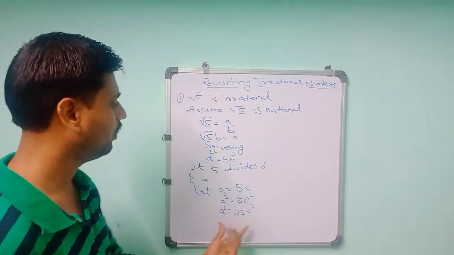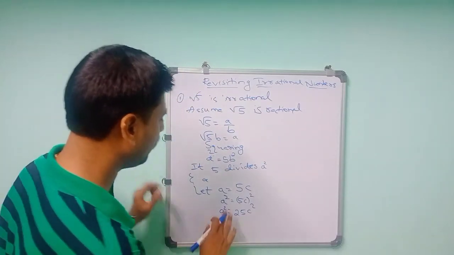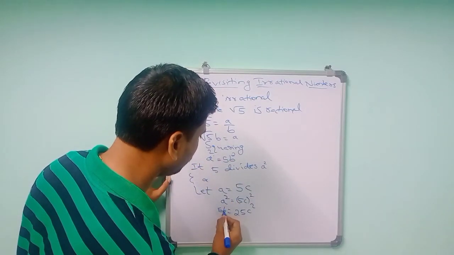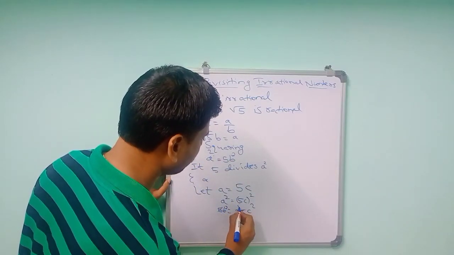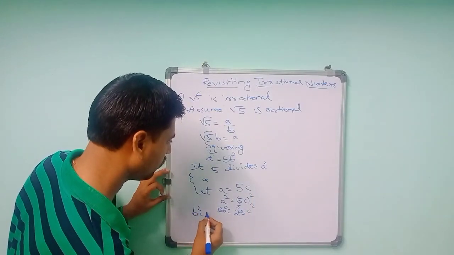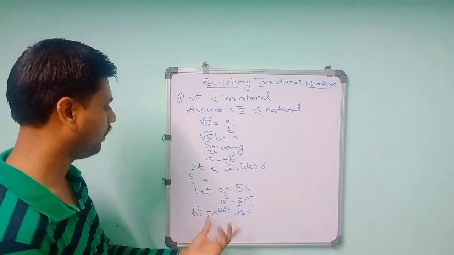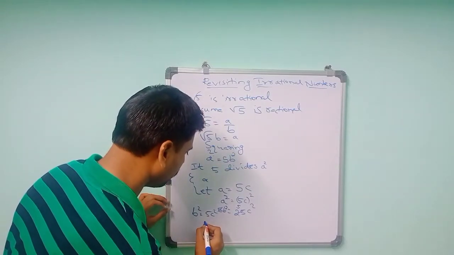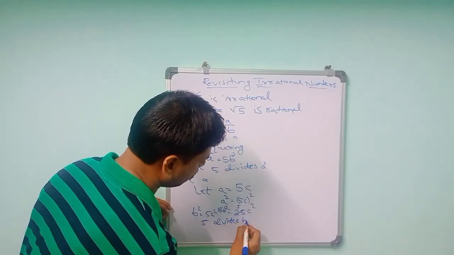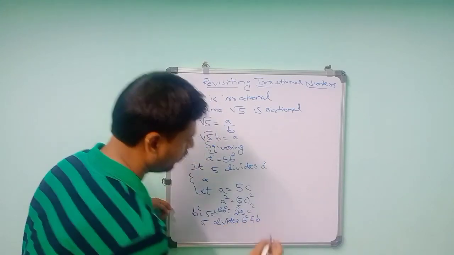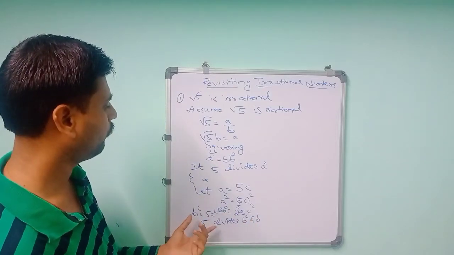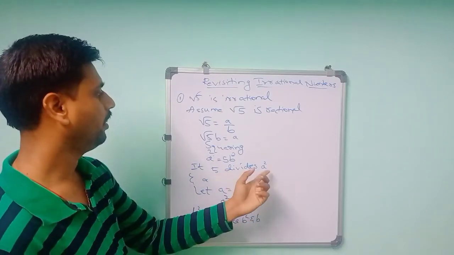So in place of a square you can put the a square value, that is 5 b square. So 5 and 5 will cancel. It remains b square is equal to 5c square. So it shows that 5 divides b square and b. So from this you understand, 5 divides a also and b also.